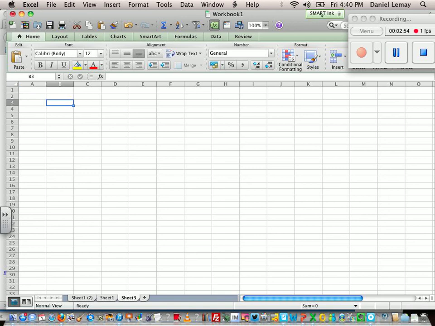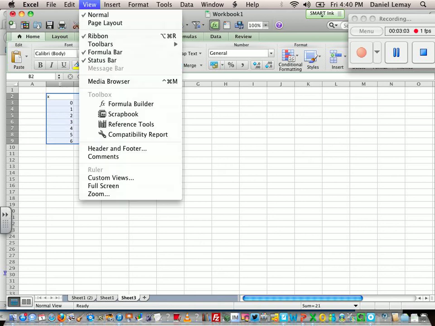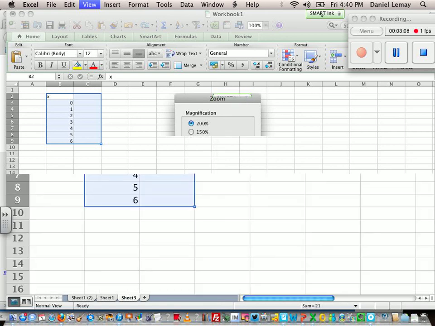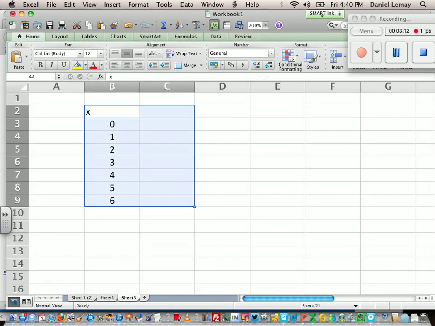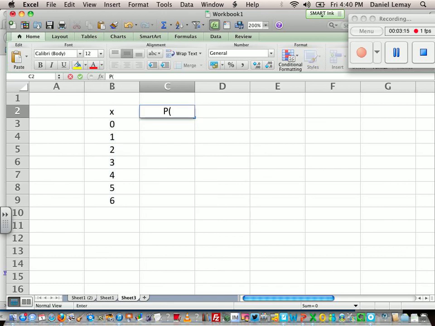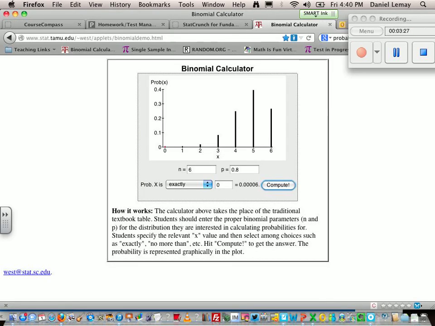Okay, so if I have x, we've got 0, 1, 2, 3, 4, 5, 6. Let me zoom this out a little larger for you. Here's the probability. We already looked and saw that the probability was almost 0. It was so small that I'm not even going to bother typing in all those numbers when x is 0.